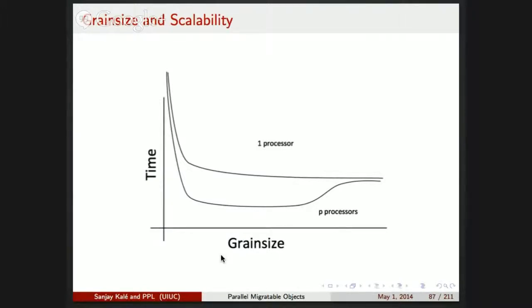So the overhead will determine your execution time. But if your grain size is too large, and there are, let's say, P processors, then the maximum grain size will determine the execution time.